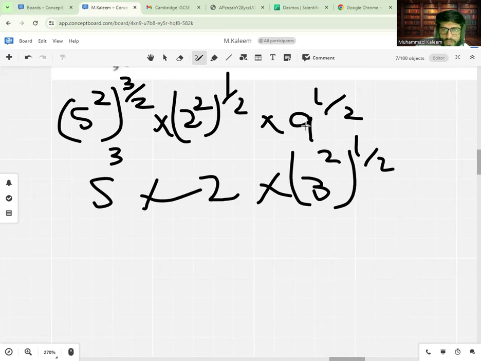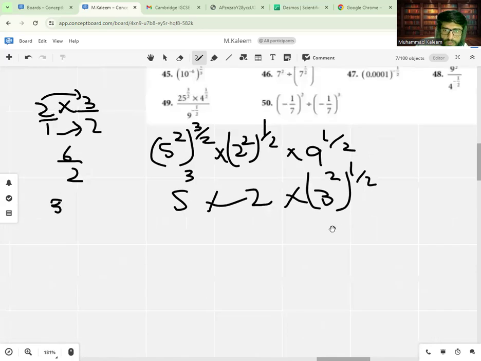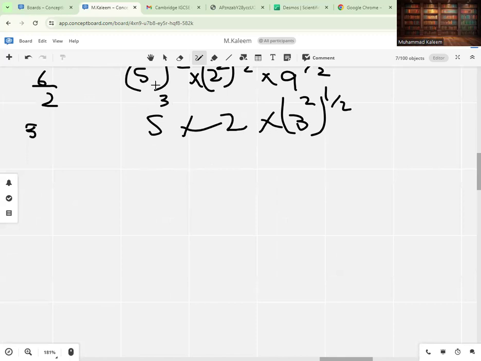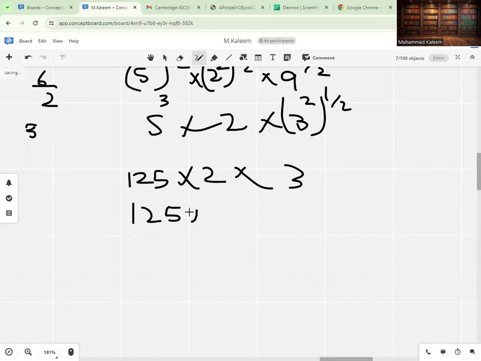So because 9 can be written as 3 raised to power 2, 1 over 2 on it, same thing. 5 raised to power 3 means we have 125. 125 times 2 times, here this one will be 3, 3 two times will be 6. And now we just have to multiply the 125 with 6.